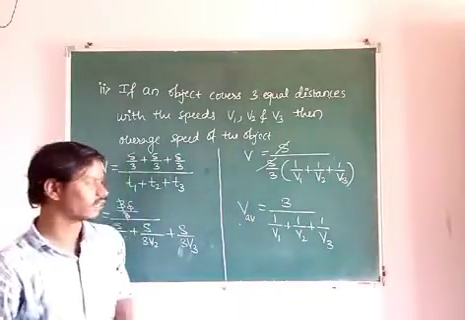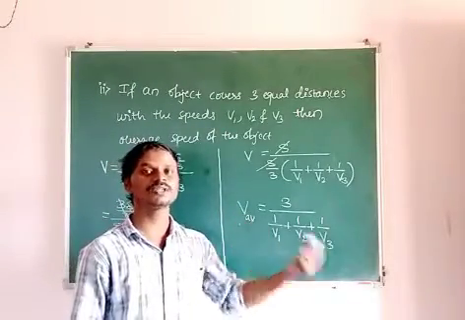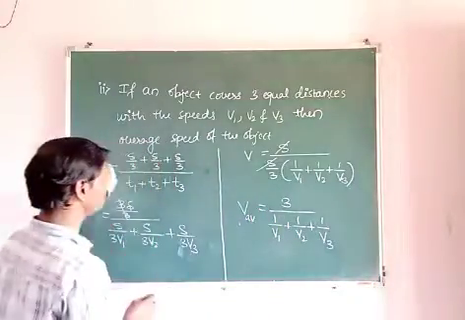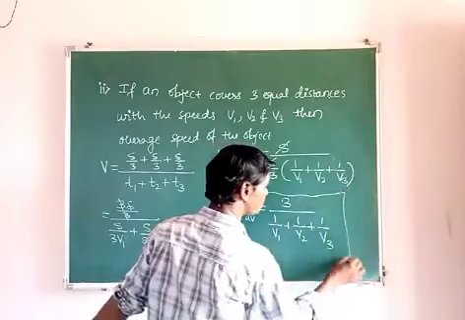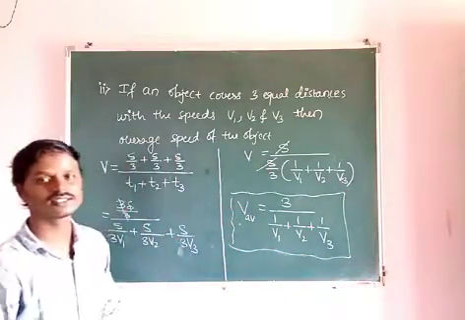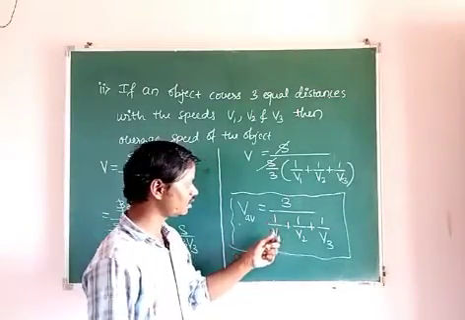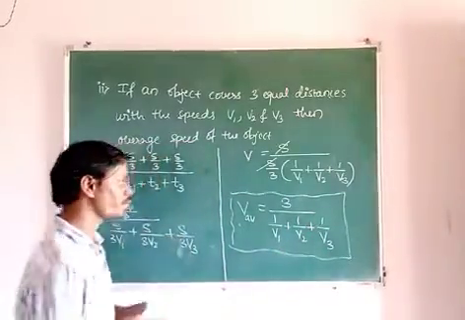If the total distance can be divided into n number of equal parts, then what is the average speed formula? So remember this one. We are going to use this formula if an object covers 3 equal distances with the speeds V1, V2 and V3.